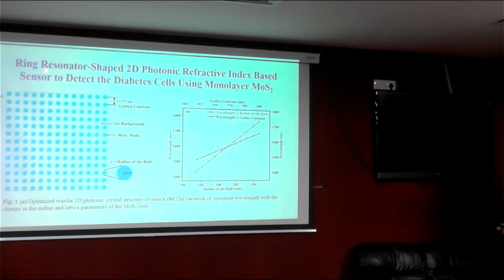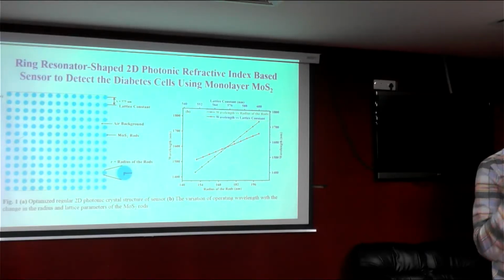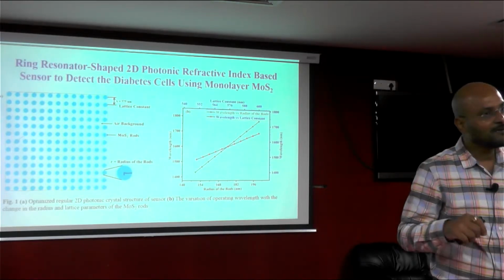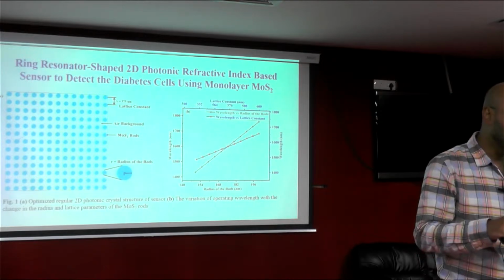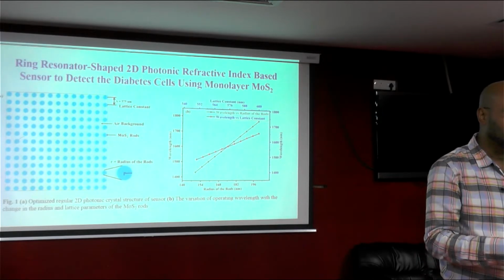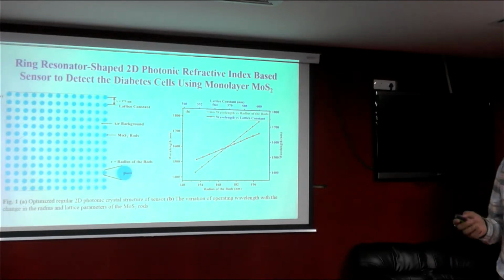So what we did is take a ring resonator shape 2D photonic refractive index based sensor to detect diabetes using our tear. From tear, we will detect diabetes. As we know, all the fluid inside our body contains some kind of characteristic. Even tear has a sugar part and a salt part. Correct? So we have taken a monolayer of MoS2.